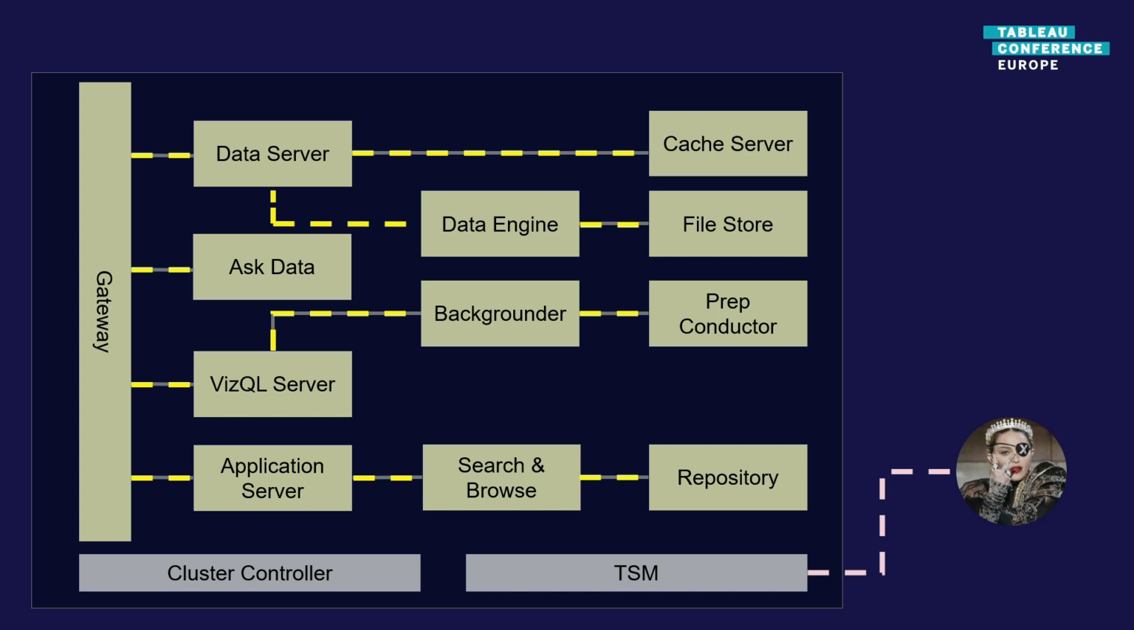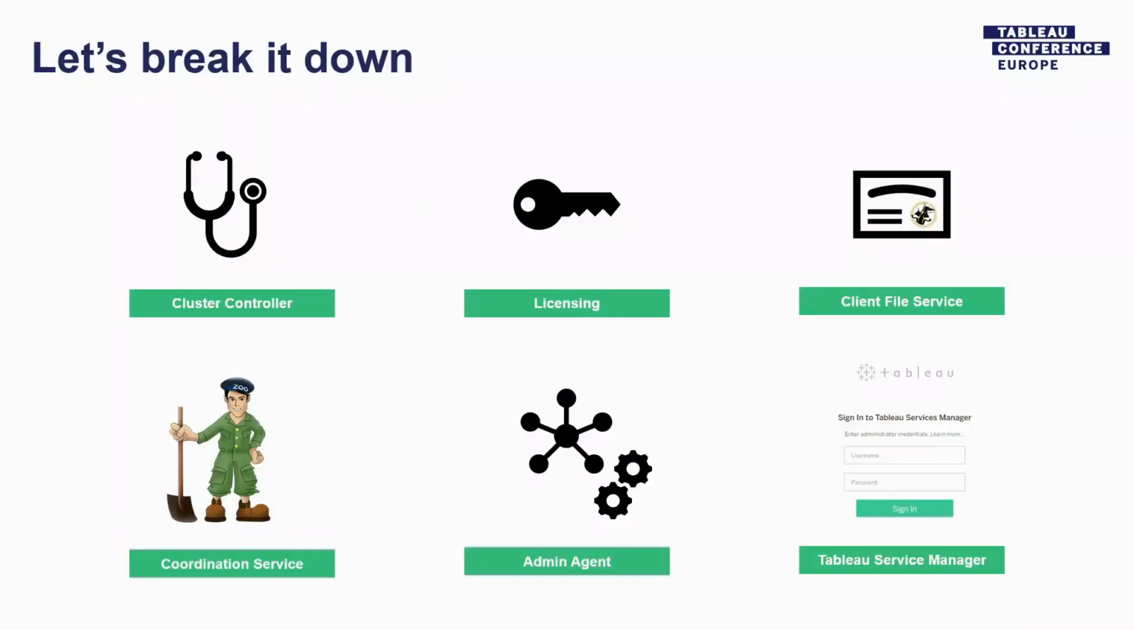And the two things that she really needs to be cautious of or aware of is the cluster controller and TSM. So these two bits that we're yet to touch. Now let's break all of these things down. There are 6 key components that fit into the boxes at the bottom of the screen, and they are the cluster controller, licensing server, the client file service, coordination service, admin service, and finally the Tableau Services Manager. Each one has its own key part to play in the management and governance of a Tableau server process.